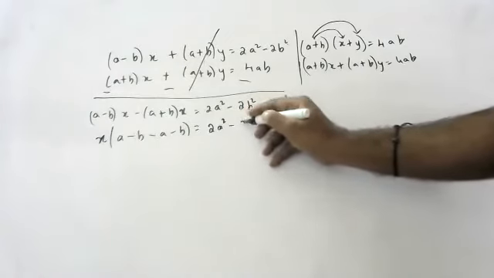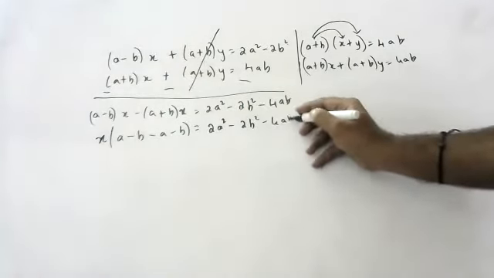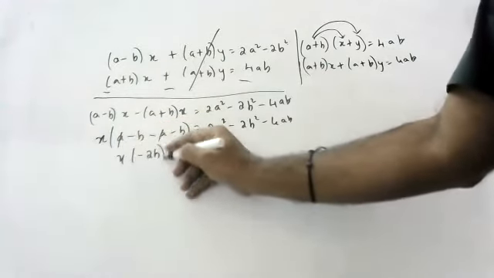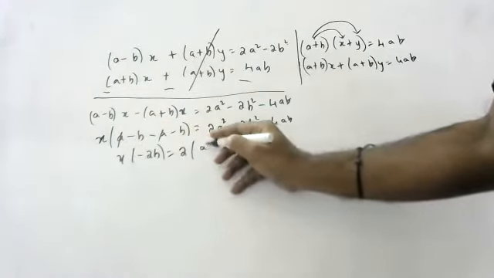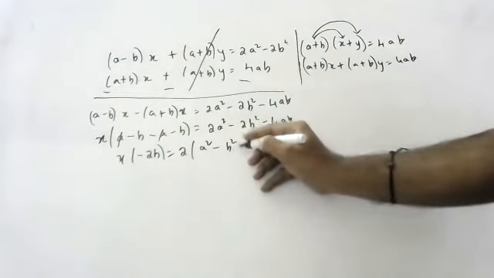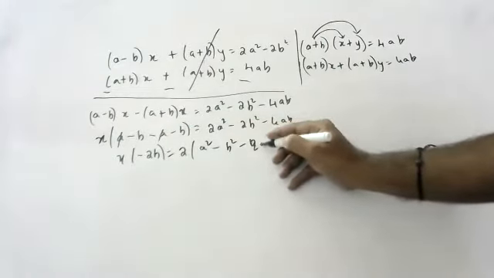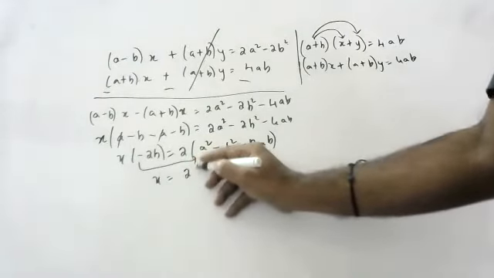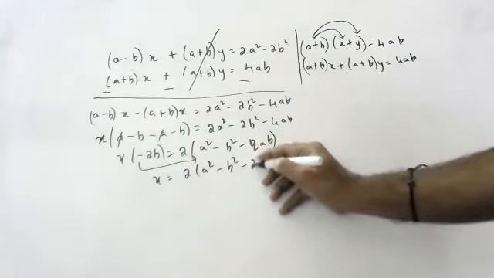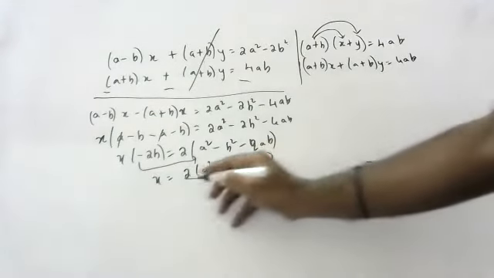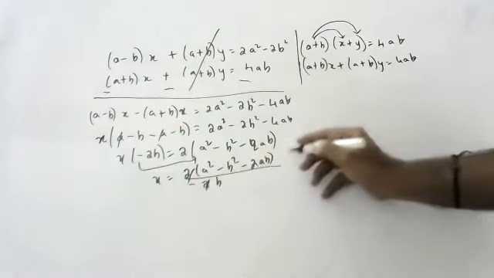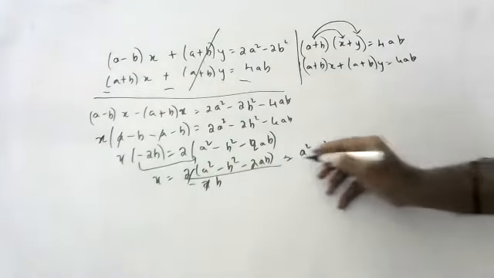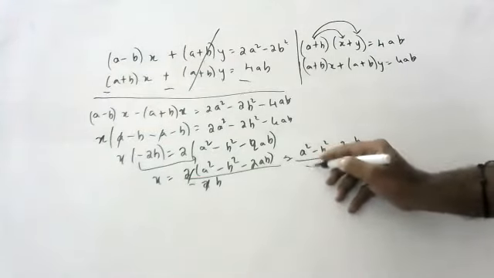2a square minus 2b square minus 4ab. So what will go, children? This and this will go away. X into minus 2b is equal to, you take 2 common, because 2 gets cancelled: a square minus b square minus 2ab. And this goes down, children. So x is equal to 2 into (a square minus b square minus 2ab) by minus 2b. 2 gets cancelled. So a square minus b square minus 2ab by minus b, children.